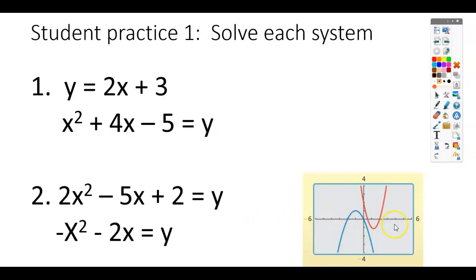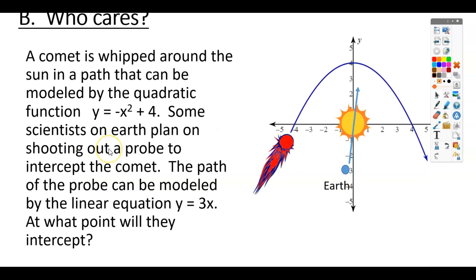And I put a graph here of the last one so you can see why they're not touching and why the answer came out to be no solution. All right, so who cares about this kind of stuff after all? Well, let's just do a word problem for the heck of it.